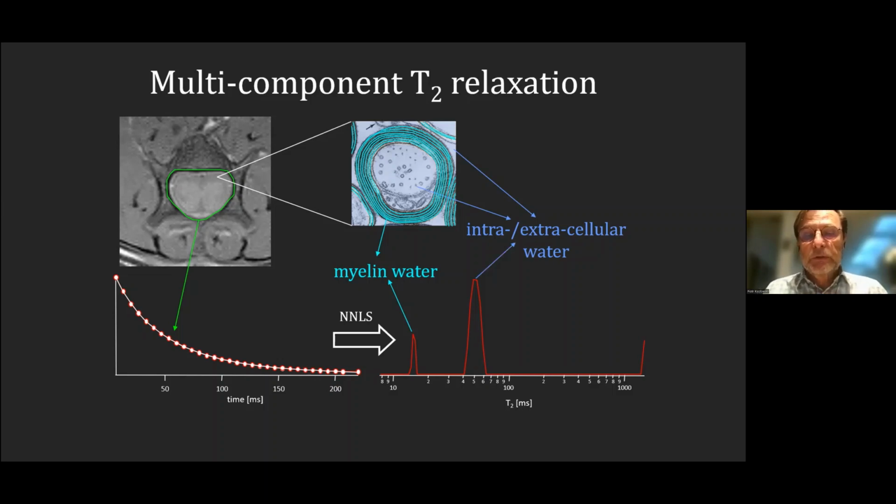So the short T2 component is from myelin water, and the longer T2 component is from intra-extracellular water. And potentially the long T2 component can be either from CSF or from some other sources of free water.